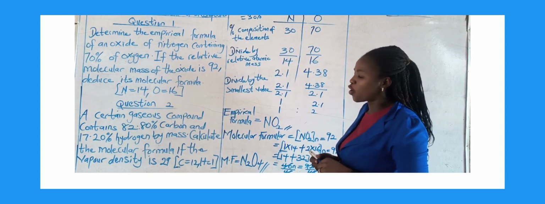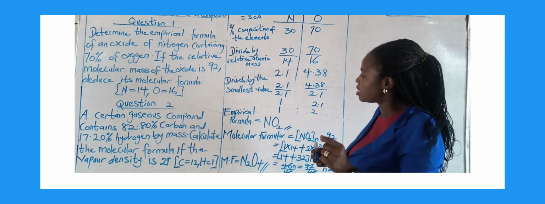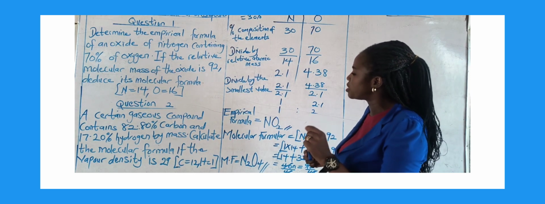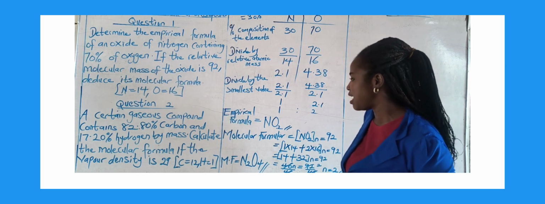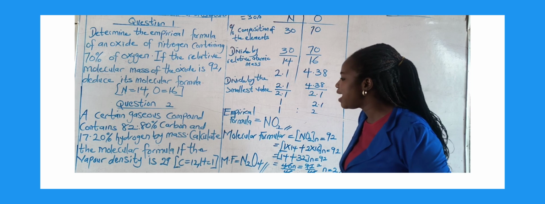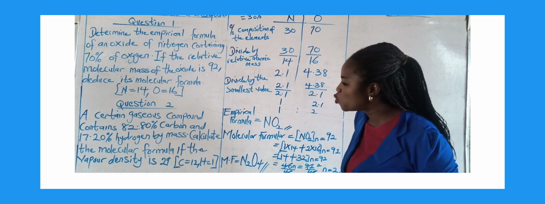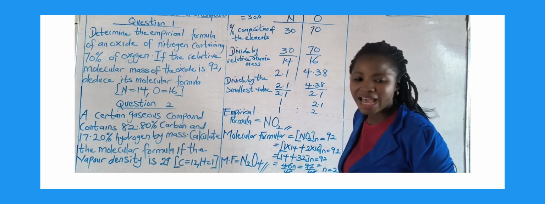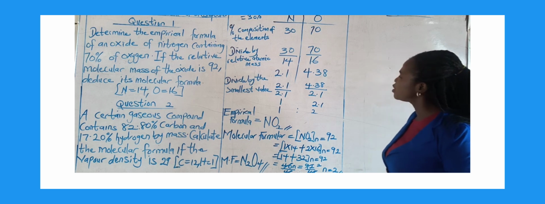A certain gaseous compound contains 82.80% carbon and 72.20% hydrogen by mass. Calculate the molecular formula if the vapor density is 29. You can see this yourself. It's very, very simple, and I believe you should be able to do this for me. Will you do that for me?